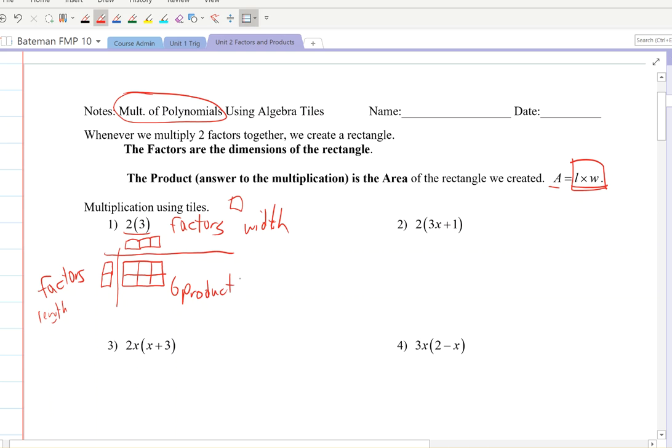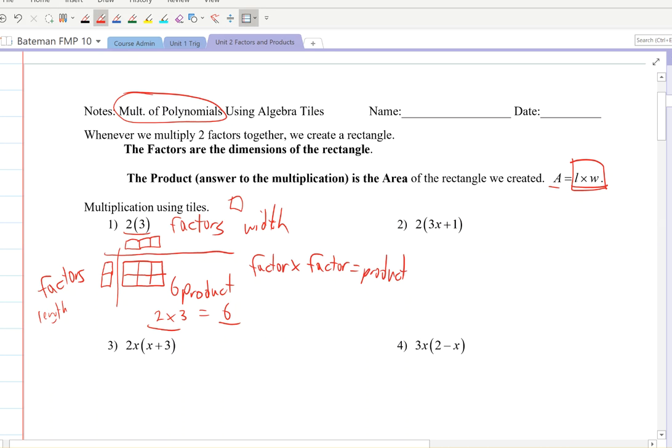So last year you talked about factors multiplying to give you your product. So you can say 2 times 3 equals 6. That's your multiplication statement. You get a factor times a factor, and that equals your product. Okay, and you've been doing that since you were very young, when you started learning multiplication.